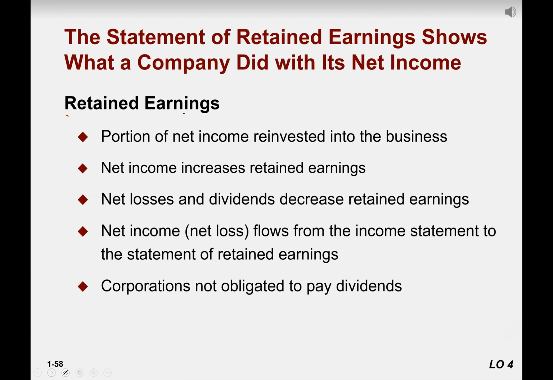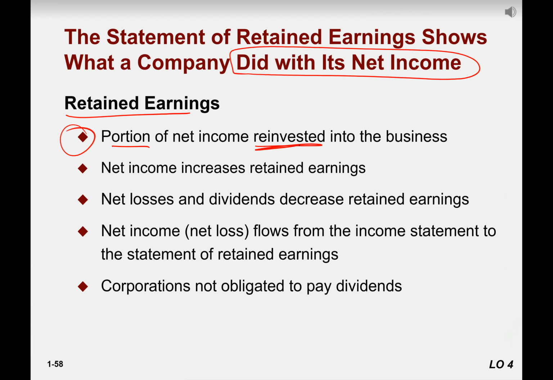Now the retained earnings. The retained earnings statement shows what a company did with its net income, whether it distributed it or retained it in the business, or if it distributed, how much it distributed and how much it retained. So it shows the portion of net income reinvested in the business, kept in the business, not distributed. Net income increases the retained earnings, right? Because the formula is net income minus dividend is equal to your retained earnings.